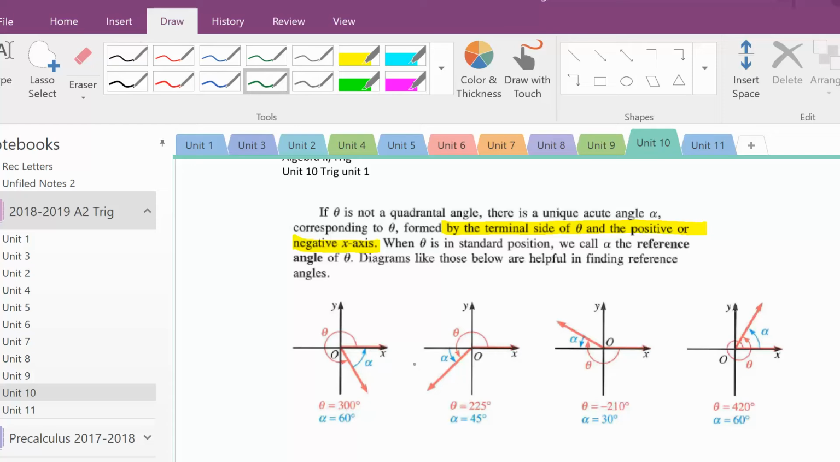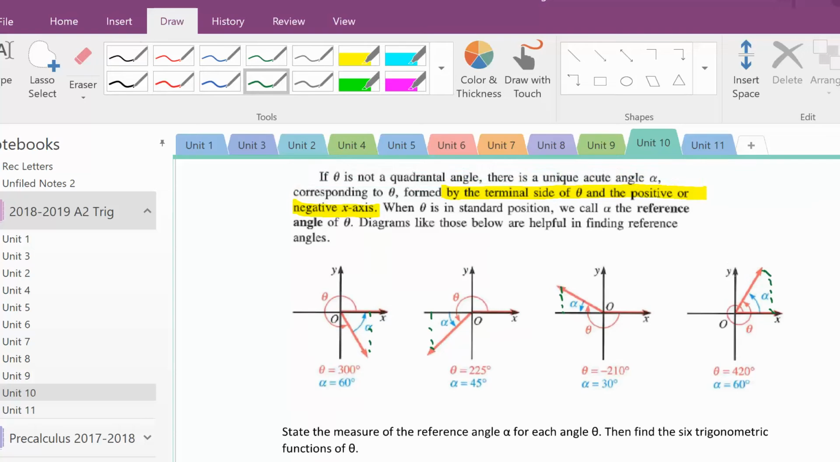It is never drawn, like for example here, the reference angle is never drawn this way. It always goes from the terminal side to the x-axis, whether it be here, there, there, there, and it forms a right triangle. And the purpose of these reference angles is so that we can find the value of angles that are bigger than 90 degrees. And we can also apply the special right triangles in most cases.